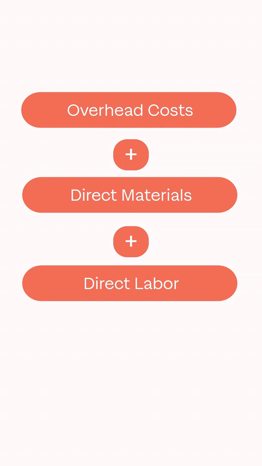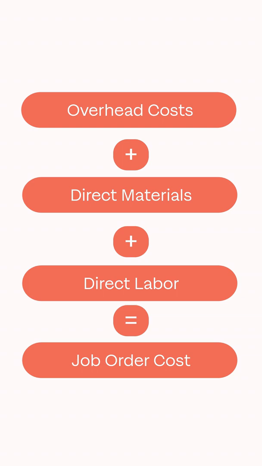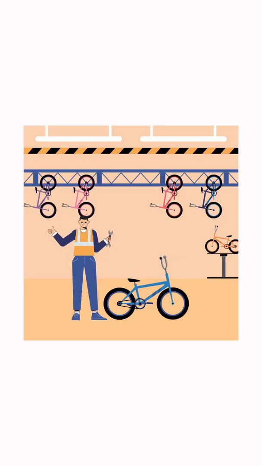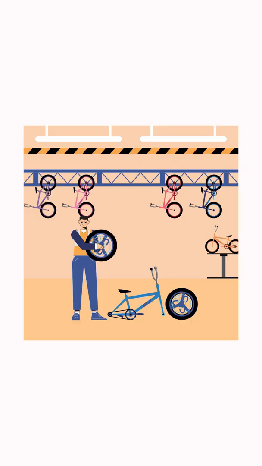These three costs added together make up the job order costing and are used to determine the cost of producing each job. Direct labor is the effort employees dedicate to finishing the job. Let's take a factory that makes really cool custom BMX bikes as an example. Direct labor is the cost of hiring someone to assemble the bike. The direct materials are supplies used to complete a job.